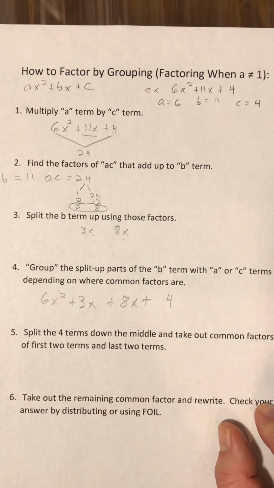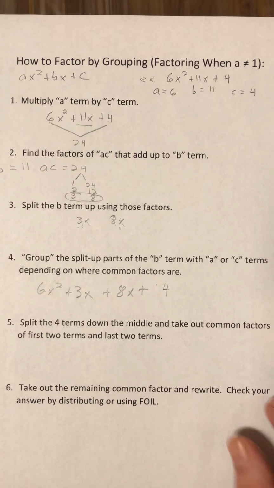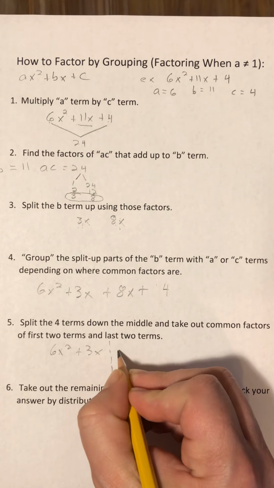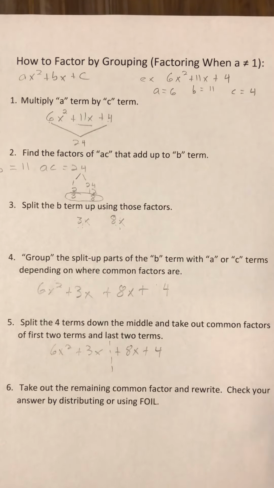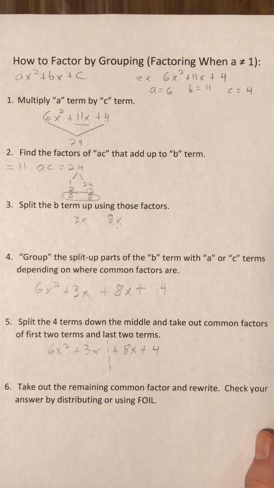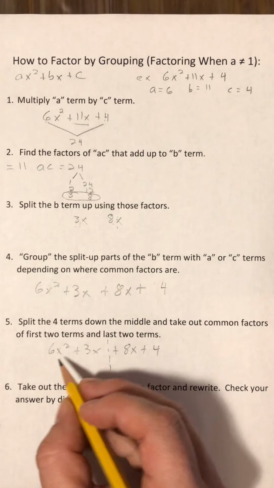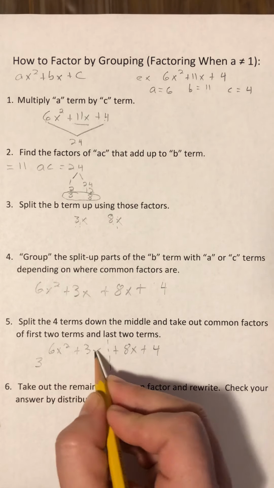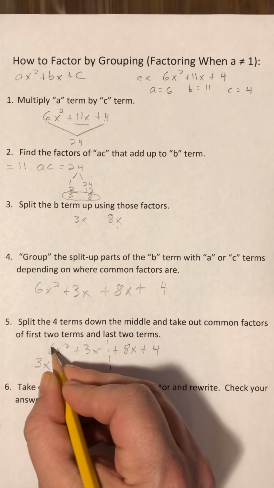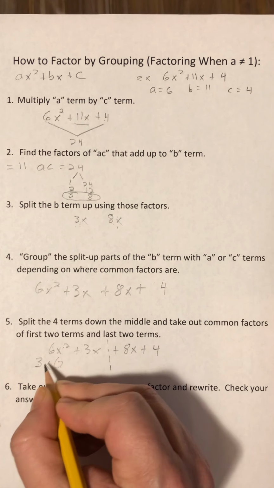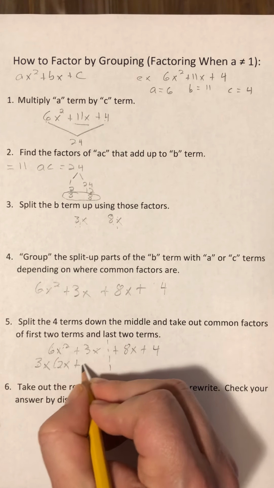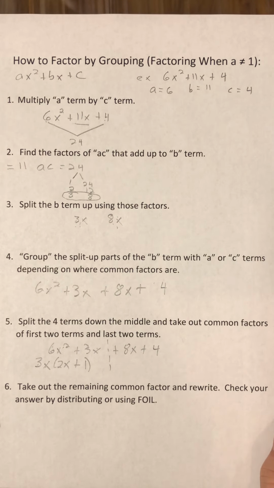Okay? So the next step is I'm going to split this down the middle. I'm going to take the 6x squared plus 3x, split down the middle, plus 8x plus 4. I'm going to take out common factors of the first 2 terms and the last 2 terms. The greatest common factor of 6 and 3 is 3, and the greatest common factor of x squared and x is x. So 6 divided by 3 is 2, x squared divided by x is x. And of course, 3 divided by 3 is 1, x divided by x is 1, so I'm only left with a 1 once I take the 3x out.